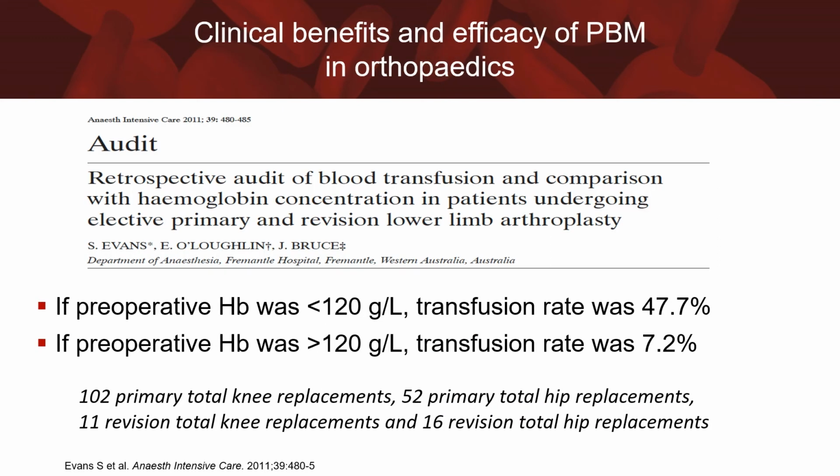The value of identifying patients with anemia prior to surgery is demonstrated in this retrospective audit of blood transfusion in comparison with hemoglobin concentration in patients undergoing elective primary and revision lower limb arthroplasty by Evans et al. They found that if the preoperative hemoglobin was 120 grams per litre or more, the transfusion rate was around 7%. If the preoperative hemoglobin was less than 120 grams per litre, the transfusion rate was 47%.